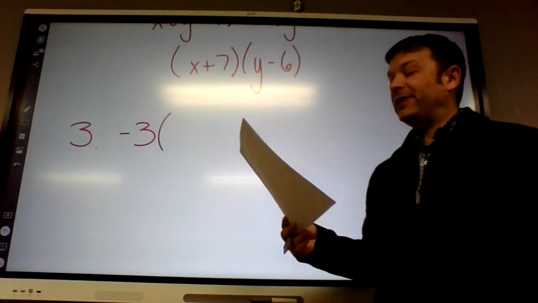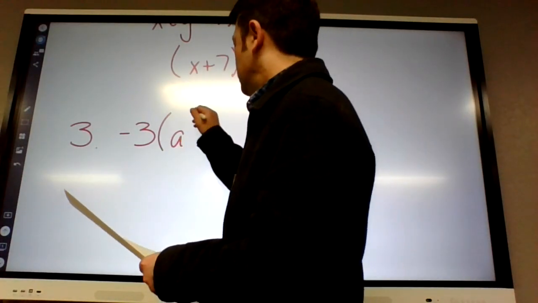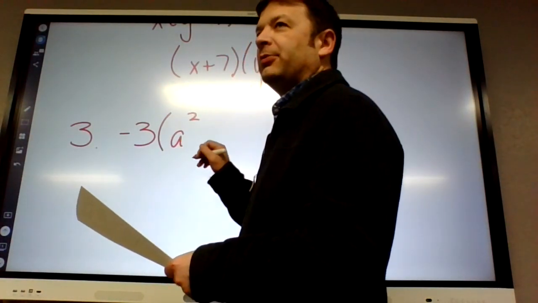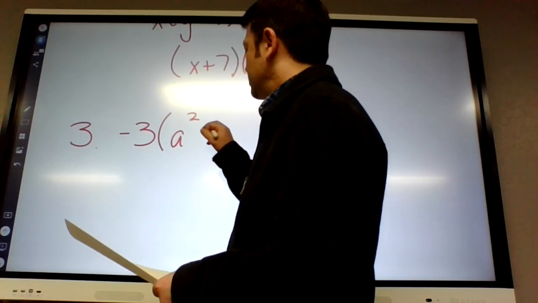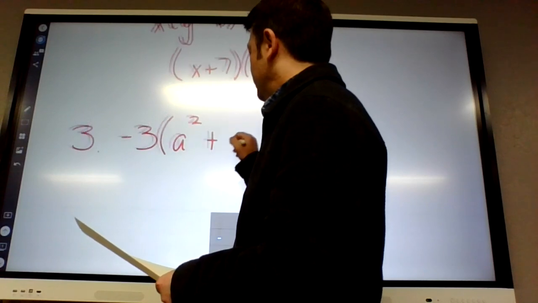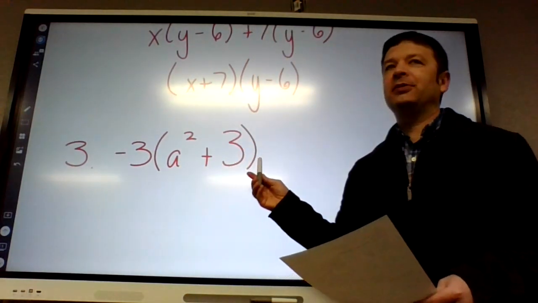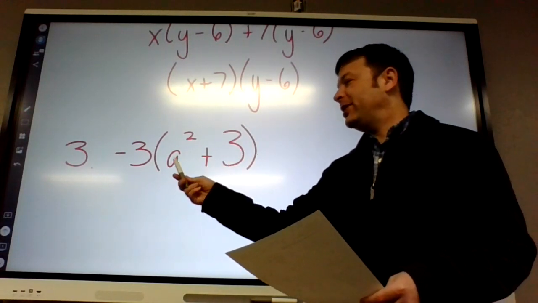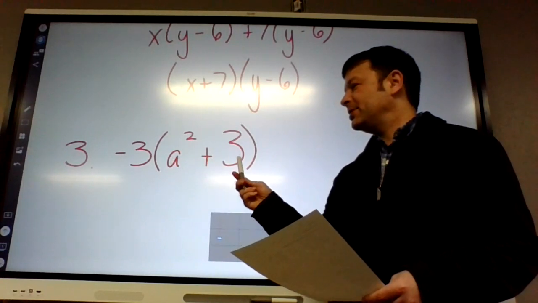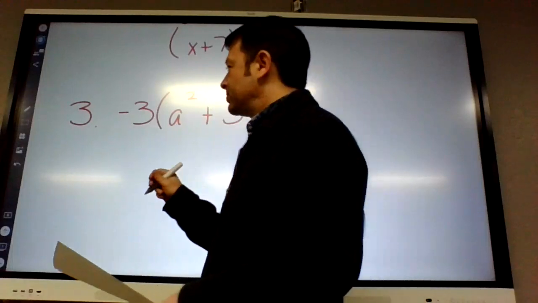All right, what's left if I divide those by -3? You got an a squared, and what's -9 divided by -3? Positive 3, right? Okay. Does a squared plus 3 factor anymore? No. It's a square, but it's not a square minus a square. So no, I can't do anything else.